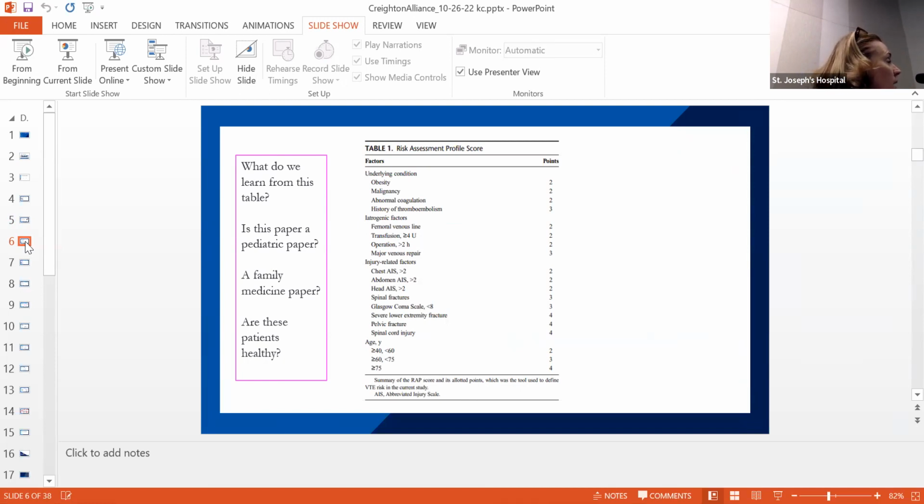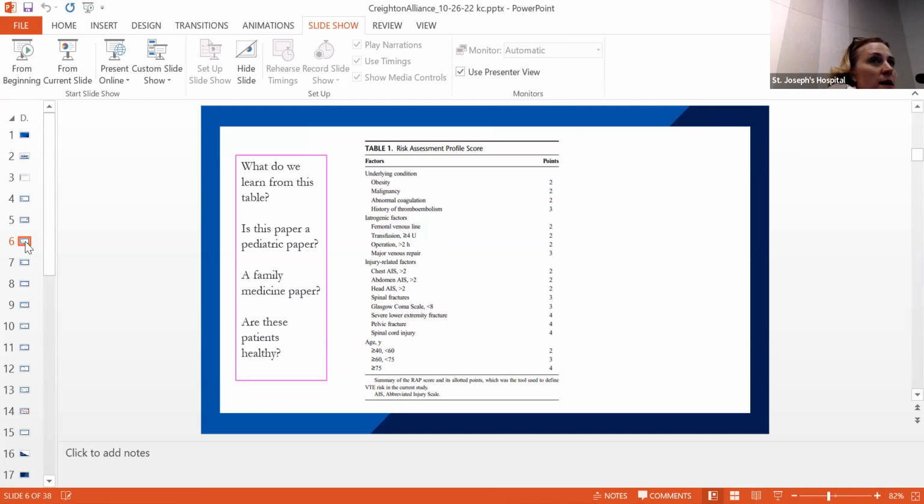So when I look at this table, I just want to think about, what's this table trying to tell me? What am I learning from this table? I can see that these patients are going to be assessed for all of these things, and they're going to be assigned points depending on the category that they fall into, right? So is this a pediatric paper? If I look through this table, what do I think? No. Definitely not, because my age categories are from 40 to 60, 60 to 75, 75 plus, right?